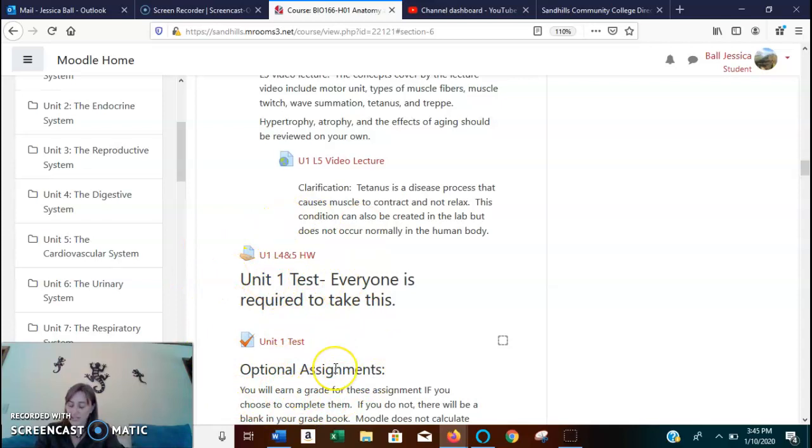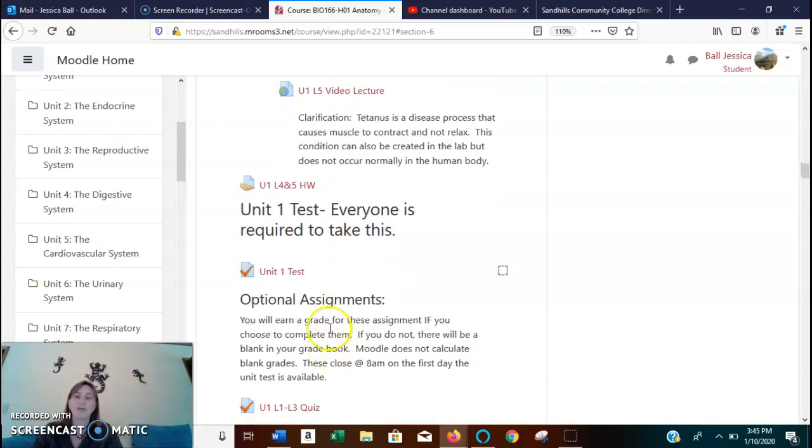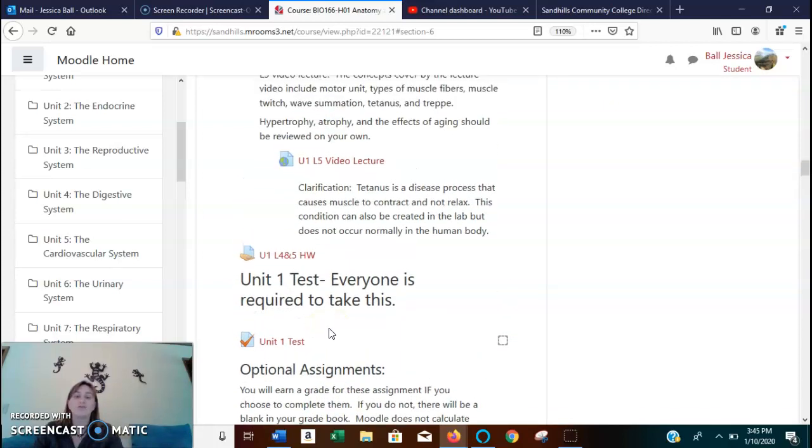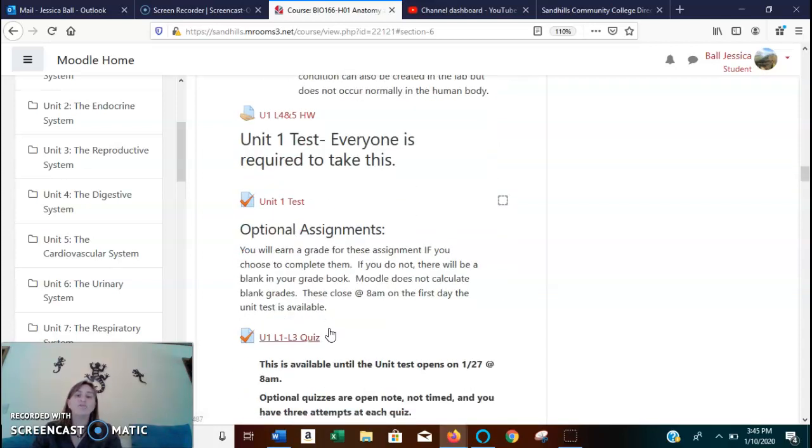Another mandatory is your Unit 1 test. So your Unit 1 test opens, for example, on the 27th at 8 o'clock, and it closes at 11 o'clock in the evening on the 30th. And I usually send reminders in the announcements for that. So remember when I told you the tests and the homework are mandatory, but I do have some optional assignments for you all? Here's where they're at here.